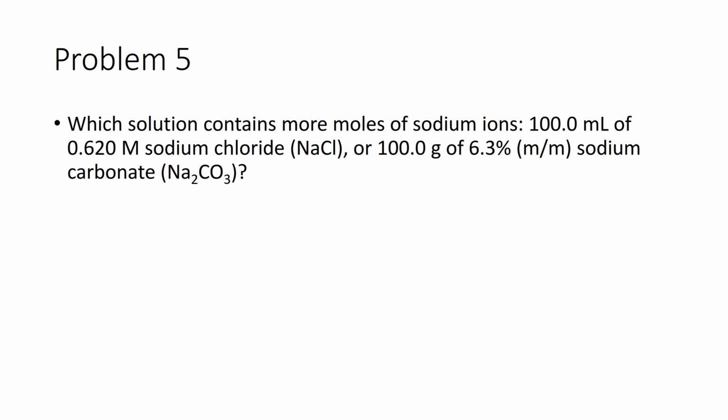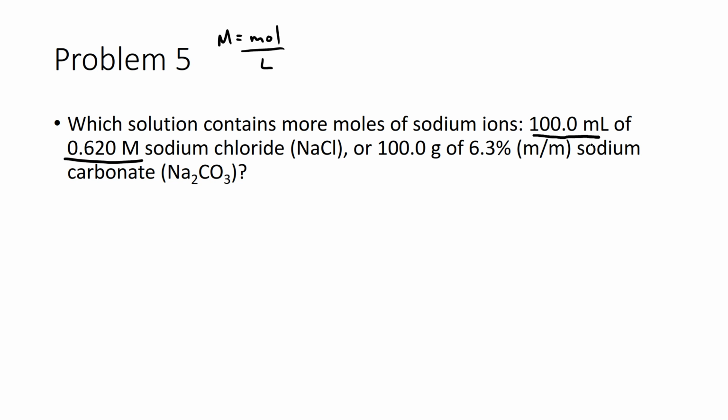Problem 5 reads, which solution contains more moles of sodium ions? 100 milliliters of 0.620 molar sodium chloride or 100 grams of 6.3% sodium carbonate solution. So the problem tells us that we have 0.620 molar sodium chloride, and we know the molar concentration is going to tell us the number of moles per liter in the solution.